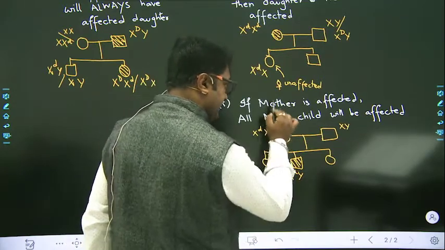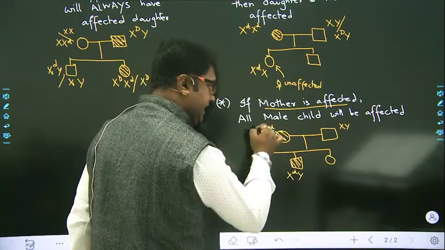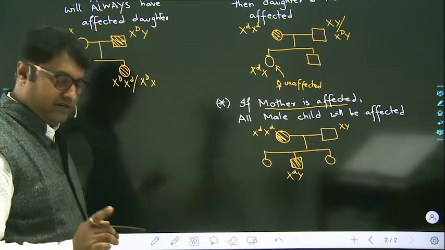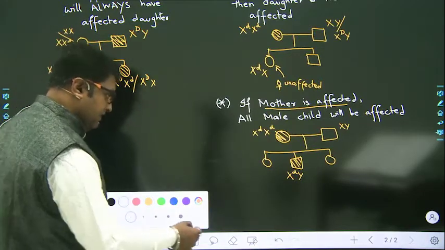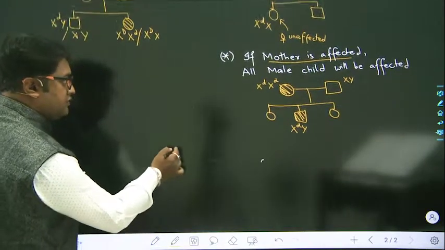Clear? So over here I can say, if the mother is affected, then the male child will always be affected. Okay, so this statement is also true. Now there is another case if I ask for this one.